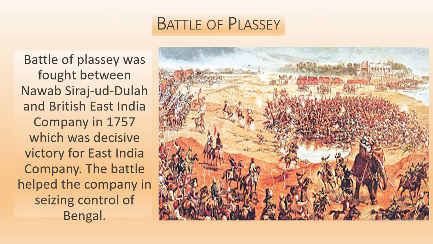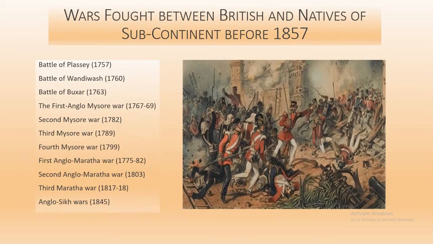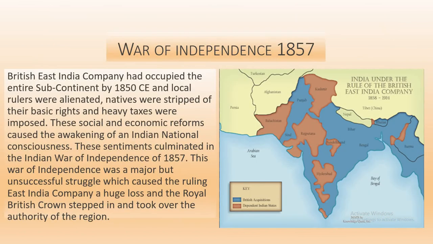Battle of Plassey, 1757. The Battle of Plassey was fought between Nawab Siraj-ud-Dowla of Bengal and the British East India Company. Numerous wars were fought between the British and natives of the subcontinent. By 1850, the British East India Company had occupied the entire subcontinent and the local rulers were alienated, natives were stripped of their basic rights and heavy taxes were imposed. These social and economic reforms led to the Indian War of Independence of 1857.